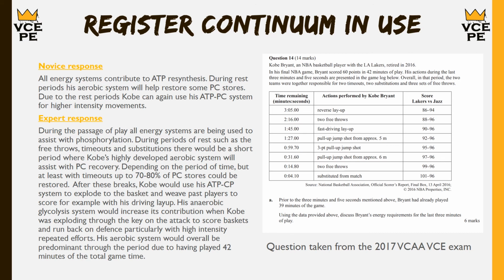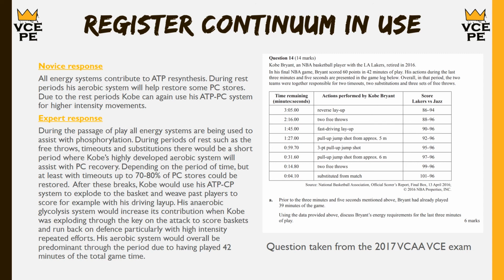Right here, again, I've taken this from the examiner's report, but let's quickly read through it. During the passage of play, all energy systems are being used to assist with the phosphorylation. There we go, pretty fancy word, but just means adding a phosphate molecule back. During periods of rest, such as free throws, timeouts, and substitutions, there would be a short period where Kobe's highly developed aerobic system will assist with PC recovery.